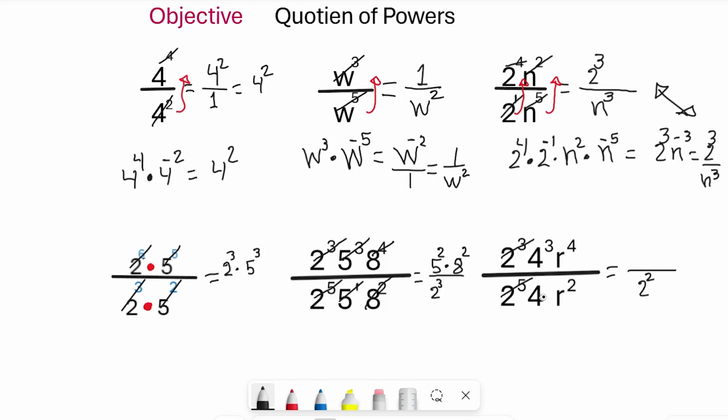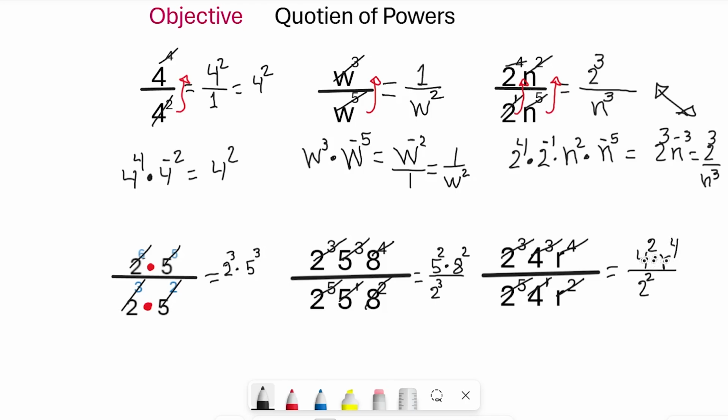Now, you see number 4, the exponent is 1. So that means that at the most that you can cancel will be 1. Out of 3, you cancel 1, so you end up with 4 squared. And the last one, you have r to the fourth power. That means you have 4 of them on the numerator and 2 in the denominator. So you can cancel 2. Out of 4, you cancel 2. You end up with r to the second power.